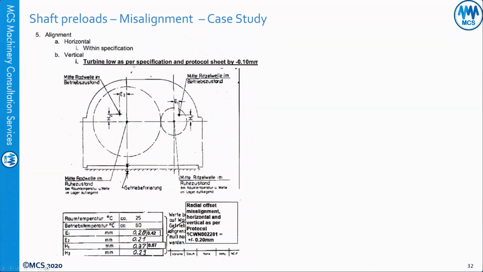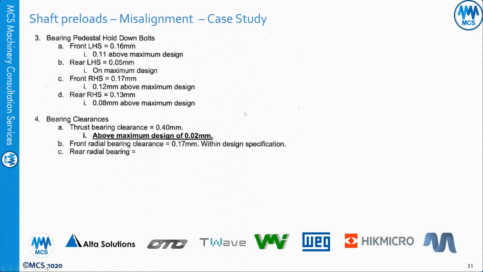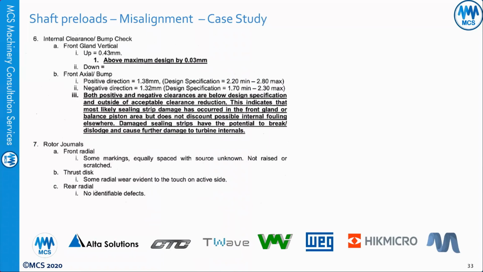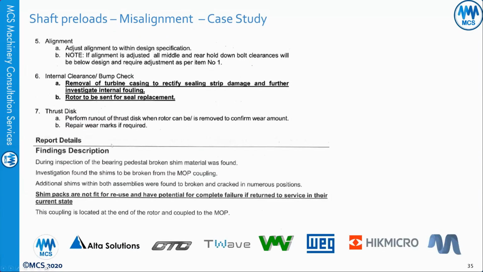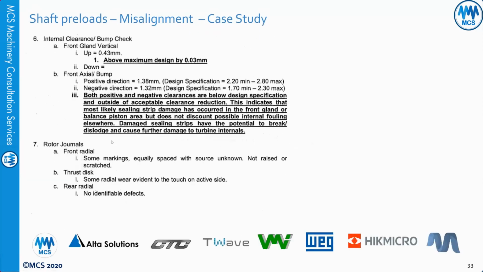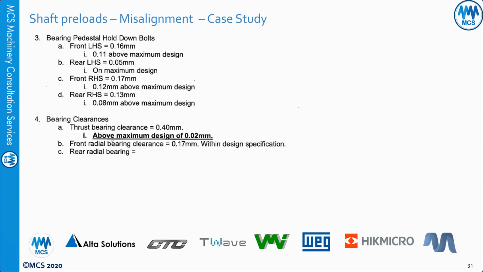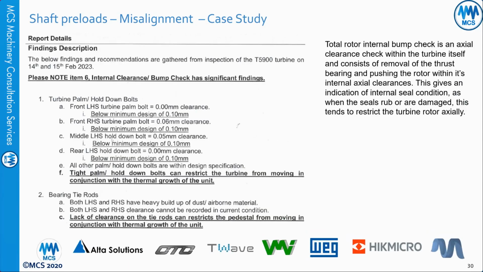vertical, the turbine low as per specification, and these should be the levels which should be checked. And the findings for this one were that there were many recommendations to check the internal clearance, the radial clearance of the bearing, and to check the hold down bolts. And this was the turbine hold down bolt. The front turbine bolt was adjusted with the clearance. Second one was the clearance.